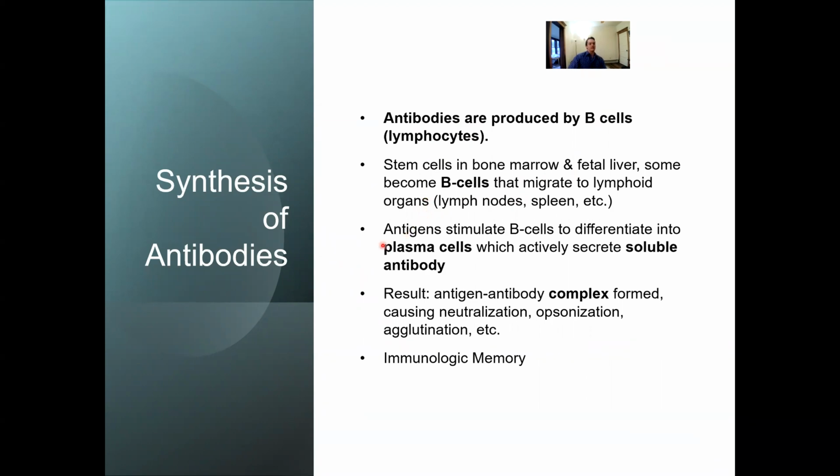And then the antigens will then stimulate B cells to differentiate into the plasma cells, which actively secrete soluble antibodies. So what is our end result is we have an antigen-antibody complex that is formed that causes neutralization, opsonization, which we'll be discussing, agglutination, and more. So it just hampers these disease-causing microbes, essentially.